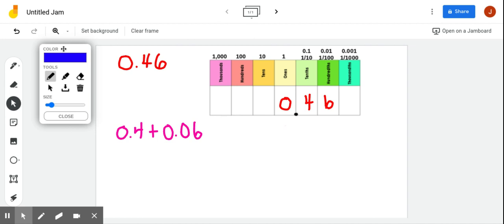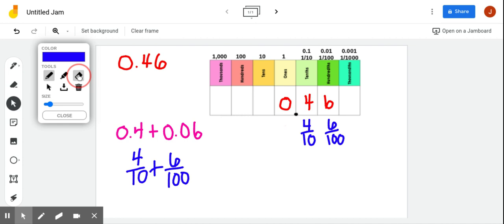So now the second way is to write the value of each digit, but in fraction form. So again, I see that I have a 4 in my tenths place, so I have 4 tenths. That 6 in my hundredths place is worth 6 hundredths. So all I need to do is just add the value of those digits. 4 tenths plus 6 hundredths, which is the same as the purple, 4 tenths plus 6 hundredths.